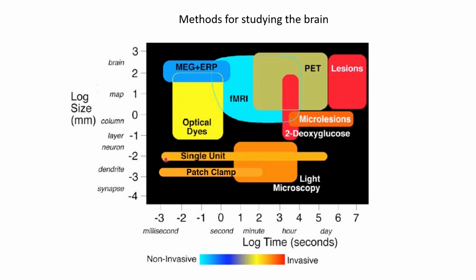And then the last technique shown in this slide is light microscopy, which is the normal microscopy in which you look at a brain under a microscope. It allows us to see the components of the brain in great detail. So the spatial resolution is quite good, but the temporal resolution is poor. It's just structural imaging of the brain.